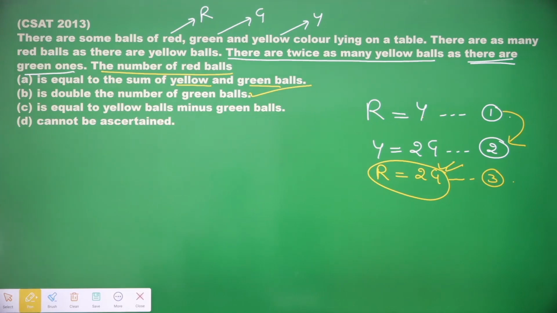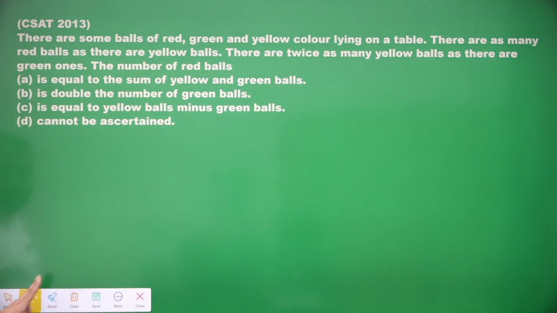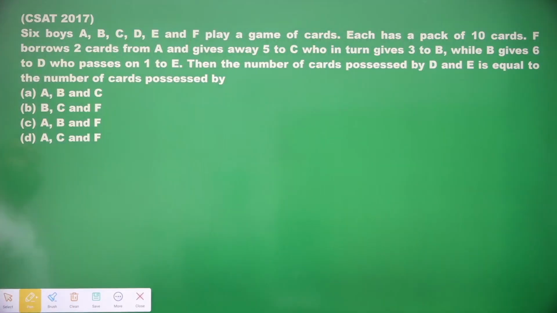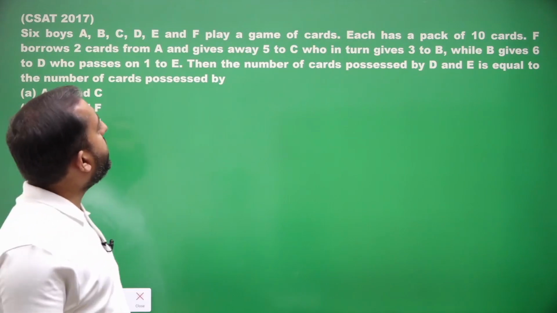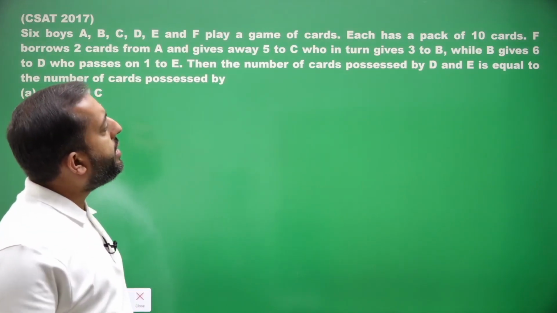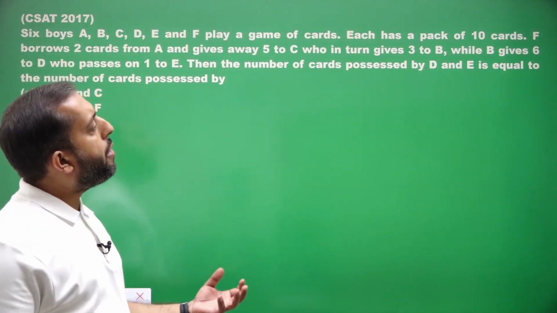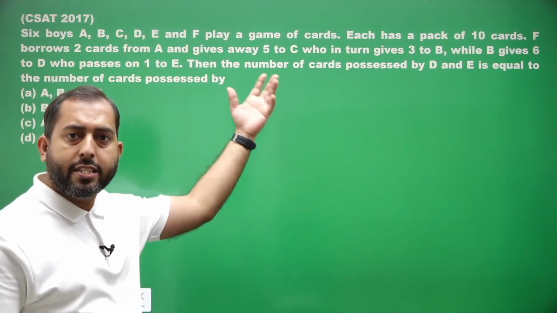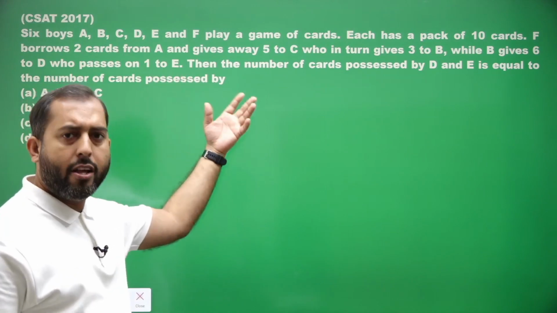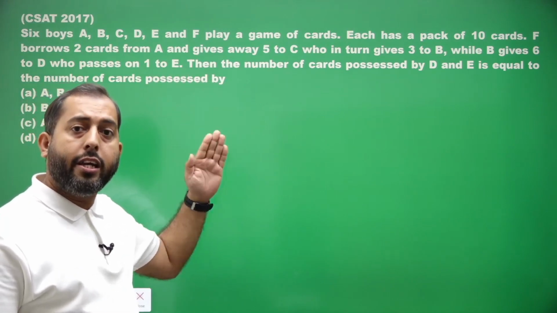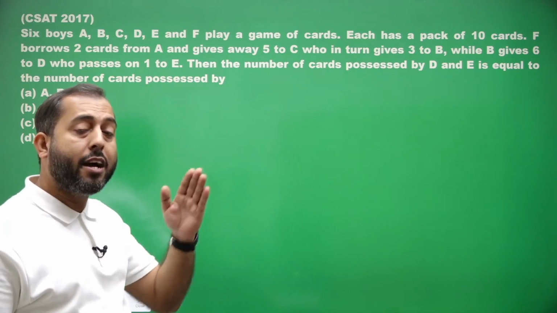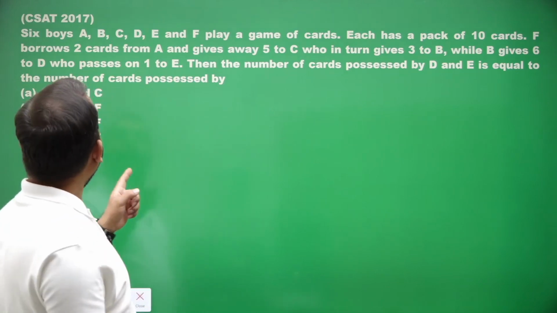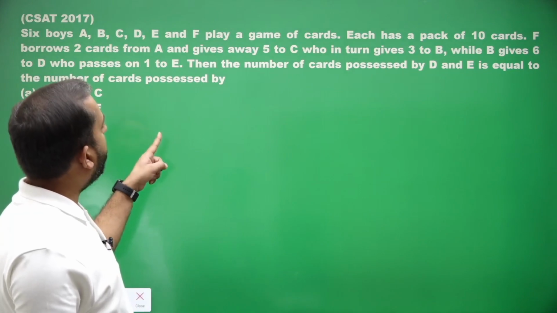Let's move on to the next question. It says 6 boys A, B, C, D, E, F play a game of cards. Each has a pack of 10 cards. So A has 10 cards, B has 10 cards, C has 10 cards, and D, E and F, every one of them has 10 cards with them.